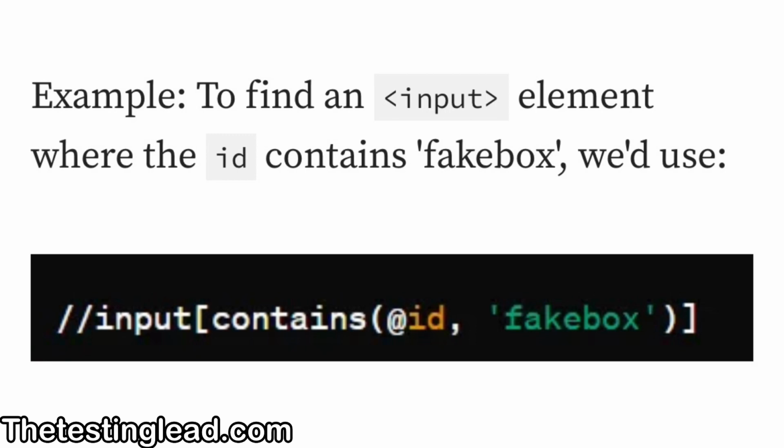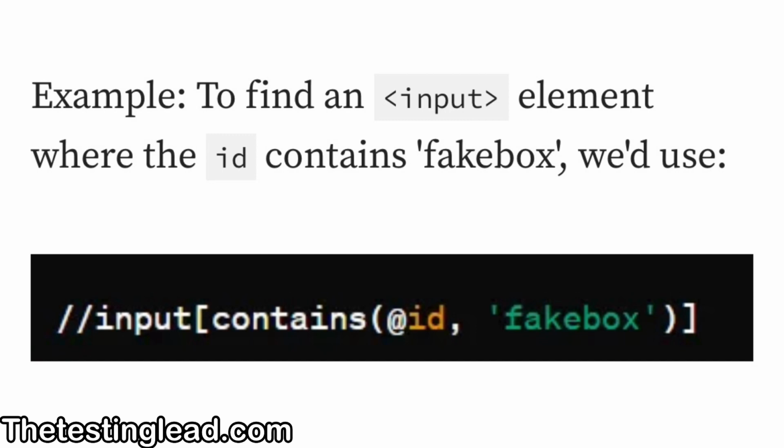Now, let's break this down again. //input. This part tells XPath to look for an input element anywhere in the HTML document. The // means it can search from any starting point, not just from the root. Contains(@id, 'fake box'). This is a condition or predicate that filters the elements we're looking for.